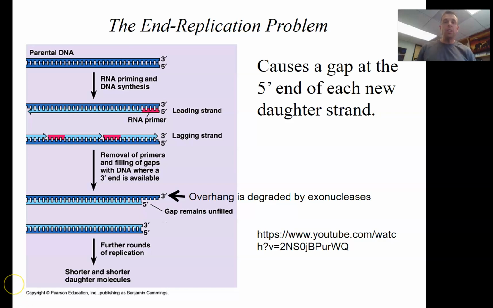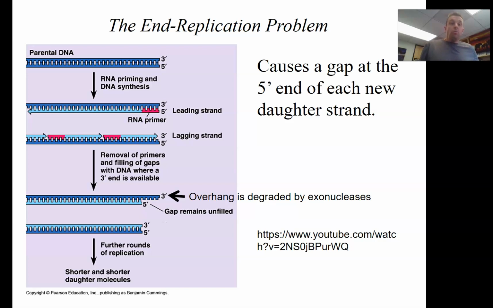All right, the last thing we need to talk about is the end replication problem. So remember, our chromosomes are linear, so they have two ends. All right, and we have double-stranded DNA. So if one of them is in the 5' to 3' direction, the other is going to be 3' to 5'. And this is just showing one of the ends. The other end would be way over on the left, hundreds of millions of base pairs away.